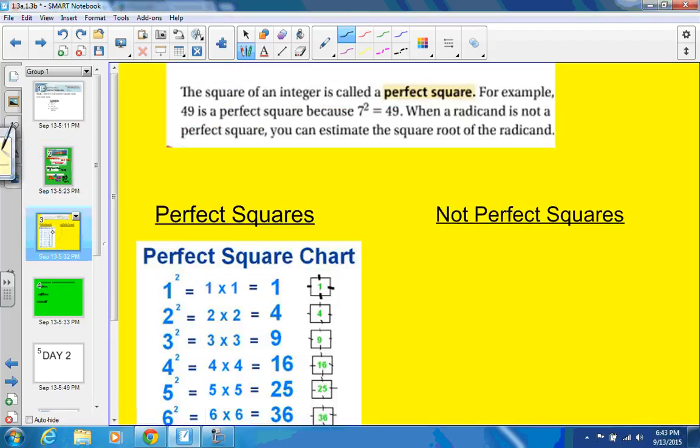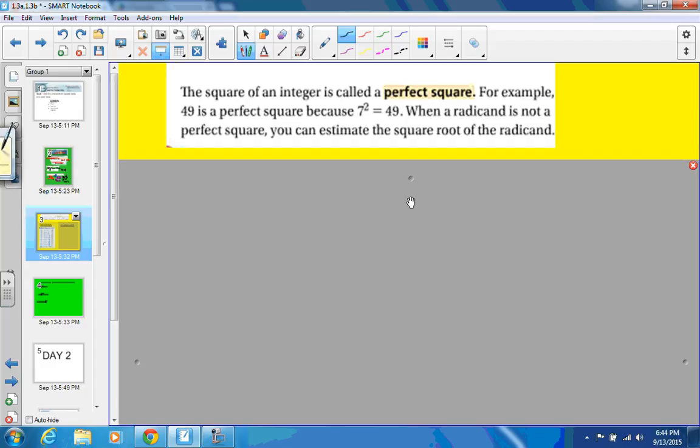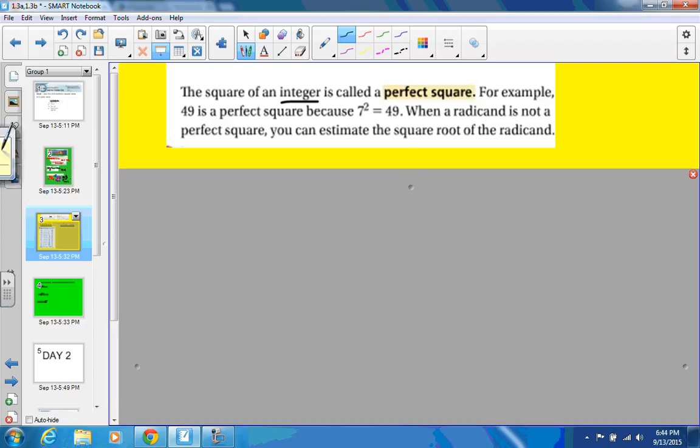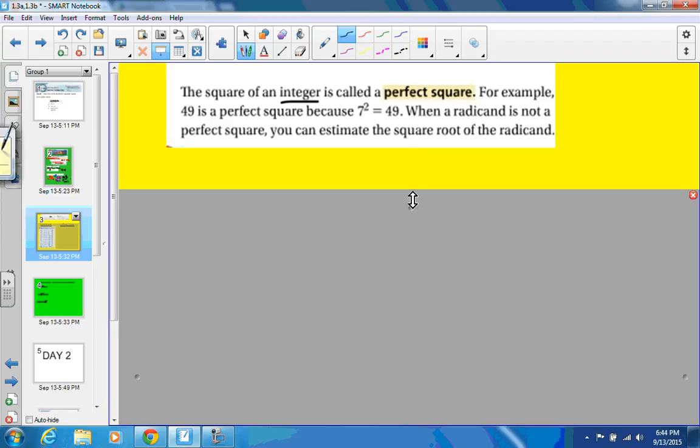I want to show you something called a perfect square now. We're still talking about square roots, but let's read this. The square of an integer is called a perfect square. So if you remember what integers are, we're going to talk about them more tomorrow, but those are just counting numbers. The square of an integer is called a perfect square. For example, 49 is a perfect square because the square root of 49 is a whole number. It's 7. It's an integer.